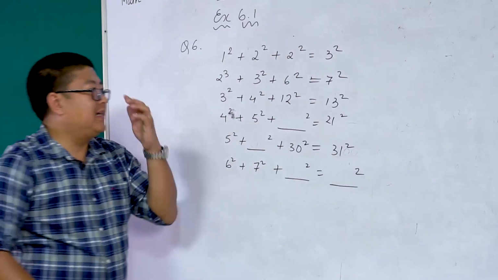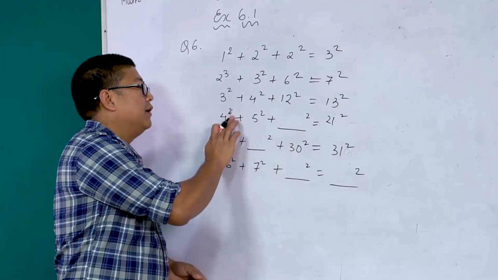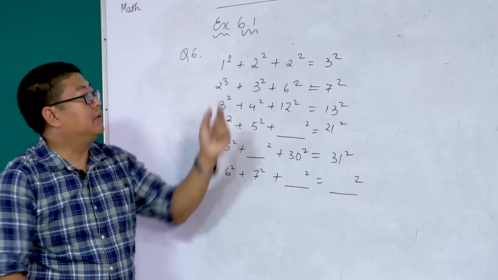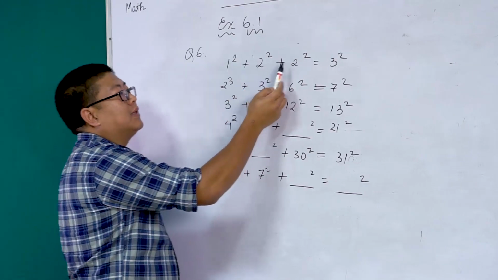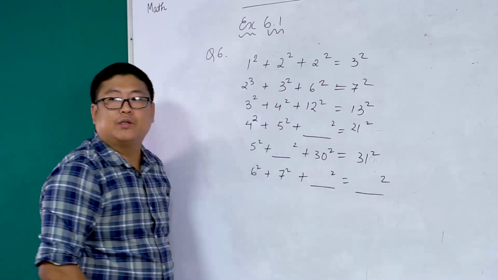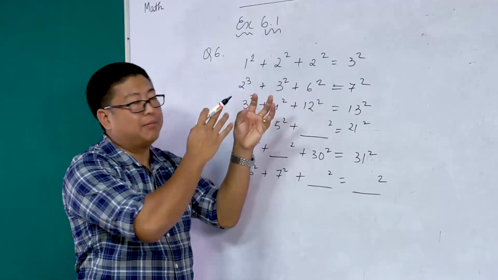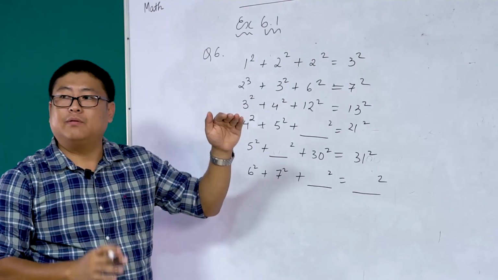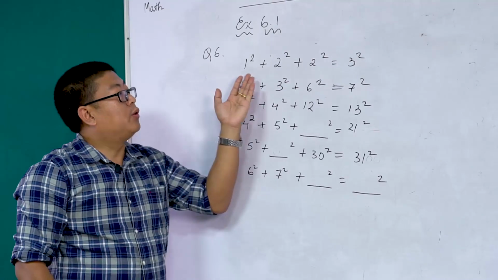Now we have to look at these patterns and fill up the blanks. Let's look at the first pattern. 1 square plus 2 square plus 2 square is equal to 3 square. Now we don't actually have to go on finding squares and then adding them up. It's going to take you a long time. It'll be very tedious work. So what we're going to do is look at the pattern.